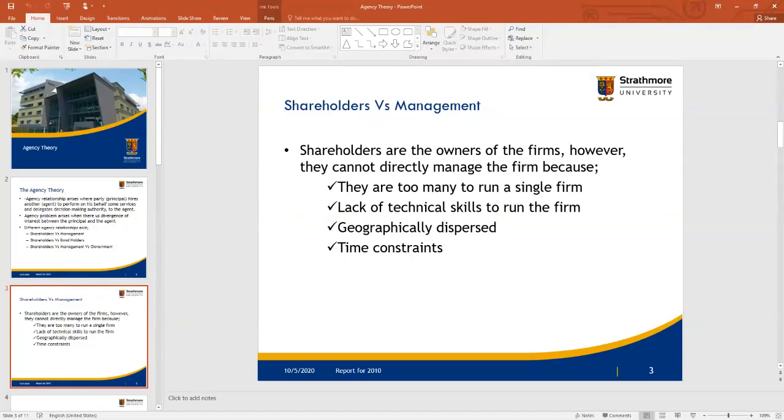However, sometimes that's not possible. You may have to appoint managers who are going to run your business. Why would that be the case? One reason is that there might be too many of you. If it's a family business, you might be few, which means it is possible for you to be the owner and the manager at the same time. But in the case of a public listed company, that might not be possible because there are too many of you.